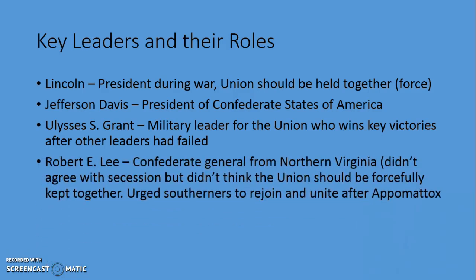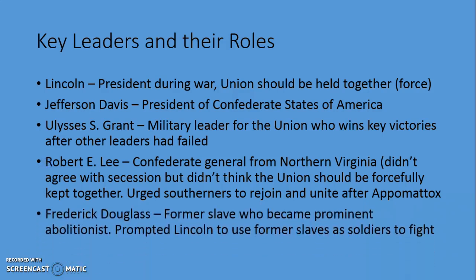Robert E. Lee is a Confederate general from Northern Virginia. Ironically, he didn't agree with secession, but he also didn't believe that the Union should be forcibly kept together. Again, a states' rights guy, he believed that the federal government was taking too much power, but he is going to follow his leader Jefferson Davis into battle. He also urges Southerners to rejoin and unite after he surrenders in Appomattox, and eventually this long drawn-out process called Reconstruction is going to help them come back, though maybe not so happily.